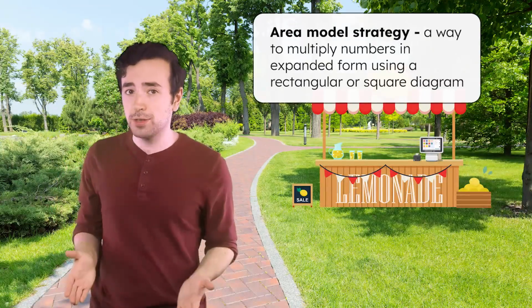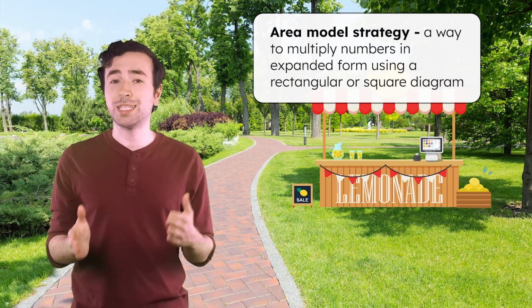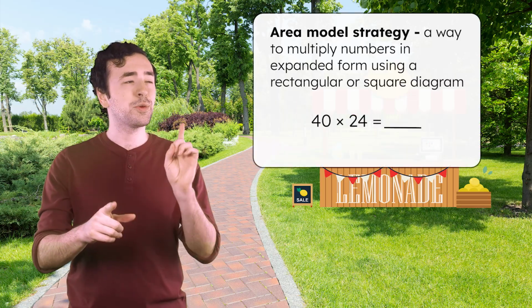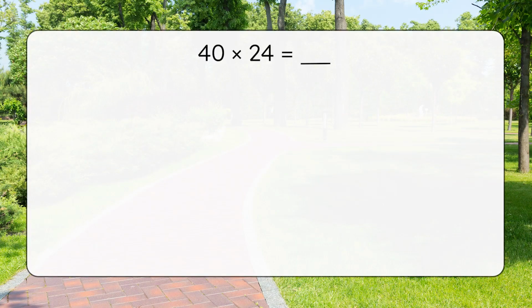The area model strategy breaks numbers into expanded form to multiply piece by piece. Let's give it a try with 40 times 24. 24 expands into 20 plus 4. Do we need to expand 40 into 40 plus 0? Nope. Multiplying anything by 0 always equals 0, so it wouldn't change our answer.